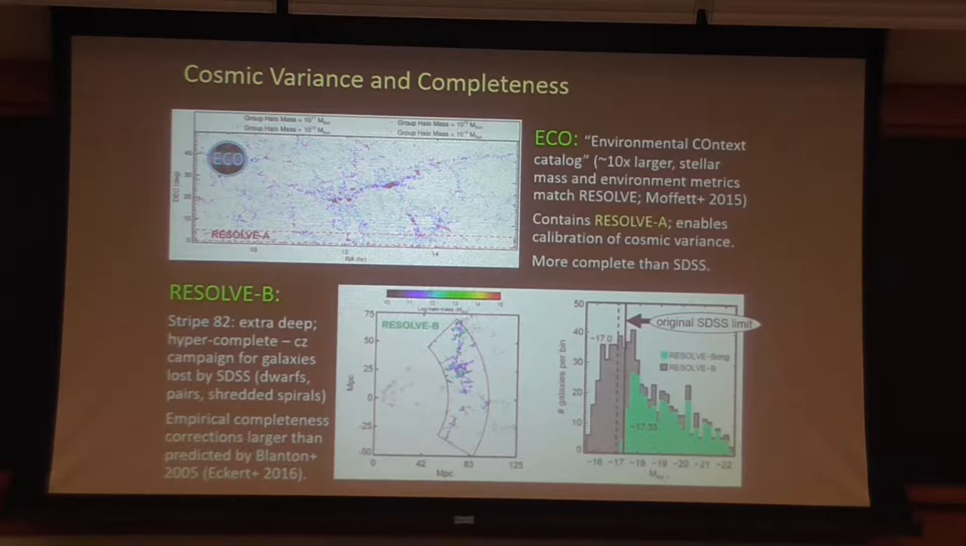Then back to RESOLVE-B, this is now way more complete because RESOLVE-B is the opposite equatorial strip, which is Stripe 82. Some of you may be familiar with Stripe 82, where Sloan went over and over and over. So it's extra deep photometry, but it's also hyper complete in terms of redshift. And we've actually even done our own redshift campaign to improve on it. So essentially, all the galaxies that are lost by Sloan, so dwarf galaxies, low surface brightness dwarfs, pairs of galaxies where there was a fiber collision issue, shredded spirals where each of the little shreds ended up falling below the limit for getting spectroscopy, all of those have been recovered.